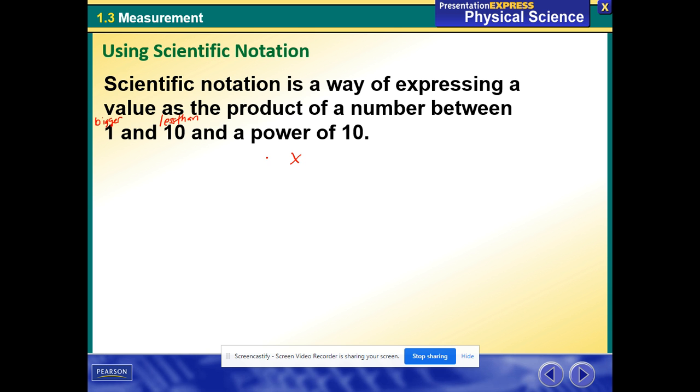This is the number that goes in front, for example, 3.4. It is bigger than 1 and less than 10. The other thing that we're going to multiply, it says, and a power of 10, which means this is where you're going to put 10, and then there's going to be a number up here. This is considered your power or your exponent. So for example, 3. This would be your power or exponent.